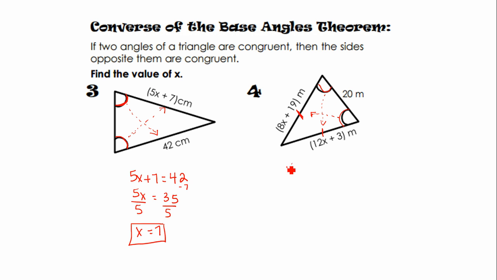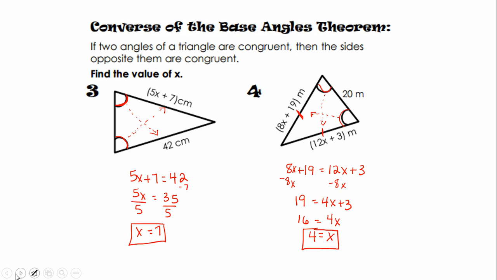So we'd set 8x plus 19 equal to 12x plus 3. And I'm going to go ahead and get my x's together here. You'd have 19 equals 4x plus 3. Subtracting 3 leaves me with 16 equals 4x. Divide by 4. X is 4. So that's solving for x in both of those triangles, this time when they were on the sides.